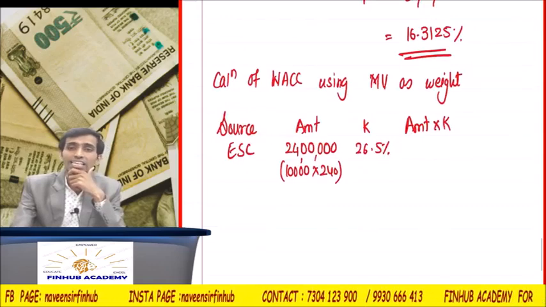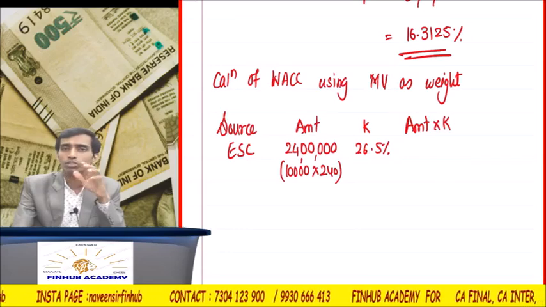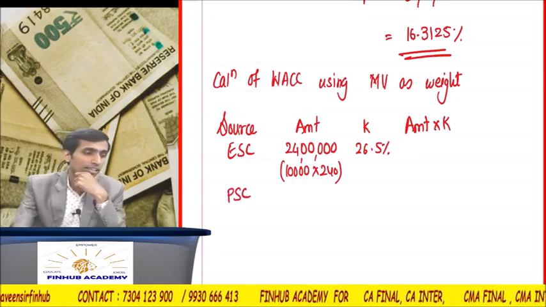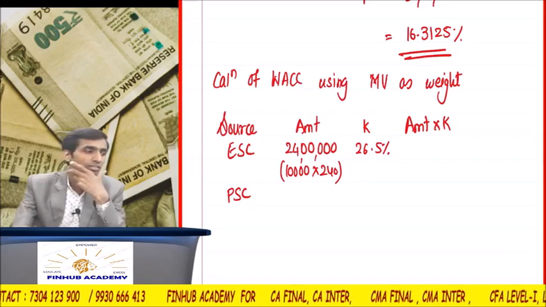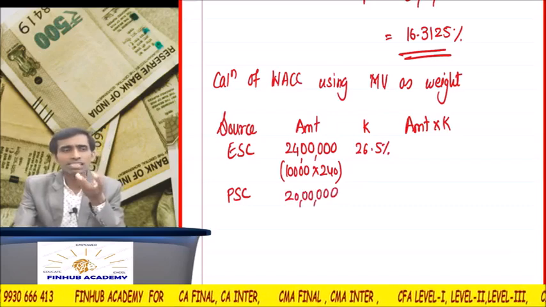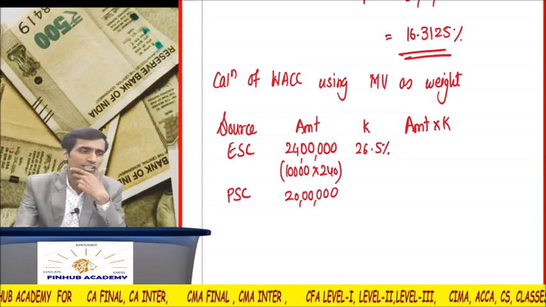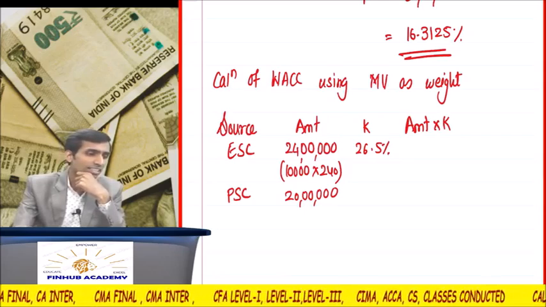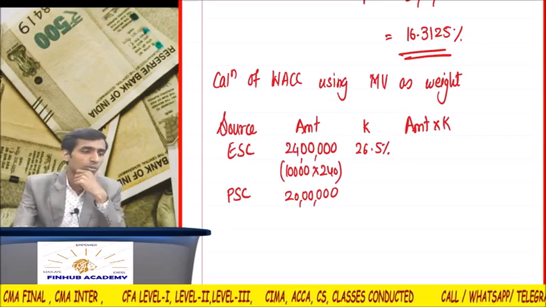I will not take retained earning. Remember, retained earning will not be taken because the weight is market value. Preference share capital: market price of preference share is 100, face value is also 100, so it will remain the same, 20 lakhs. Nothing mentioned means it is 100. Anyway, market value is also 100. Debenture.